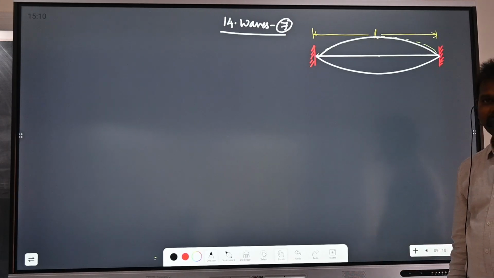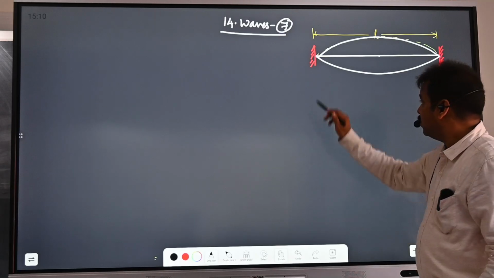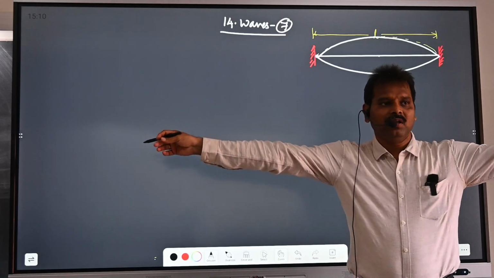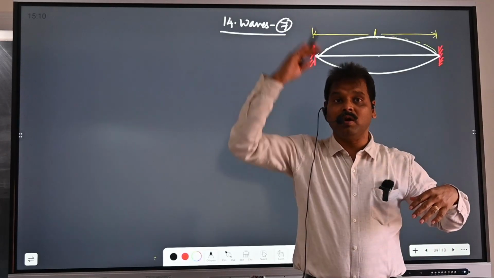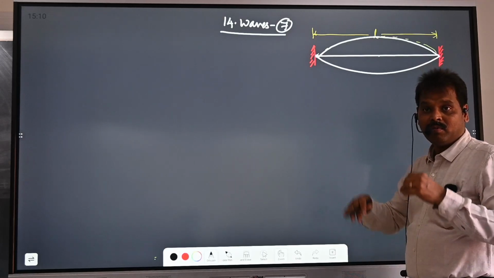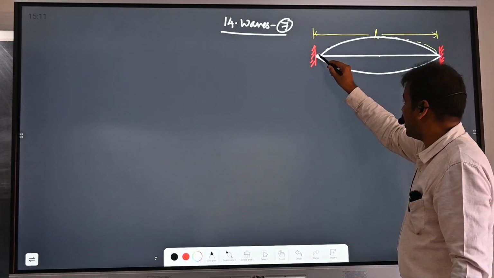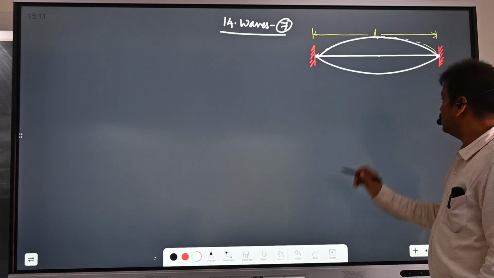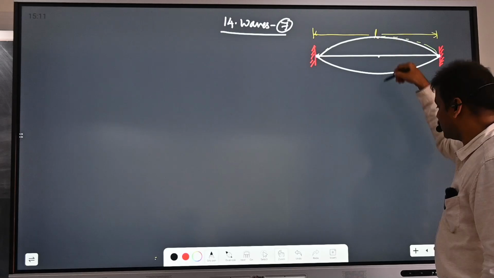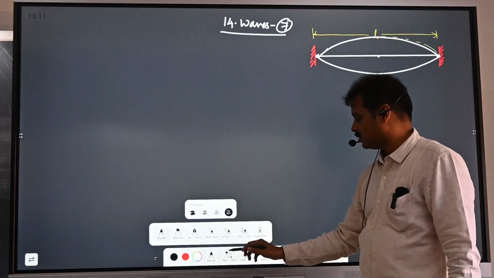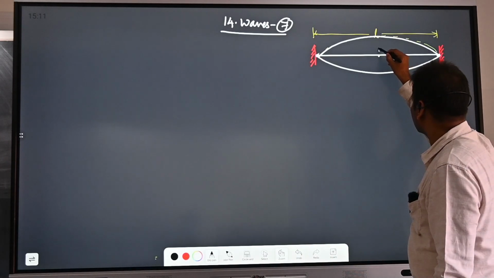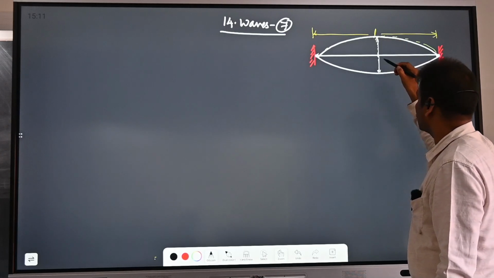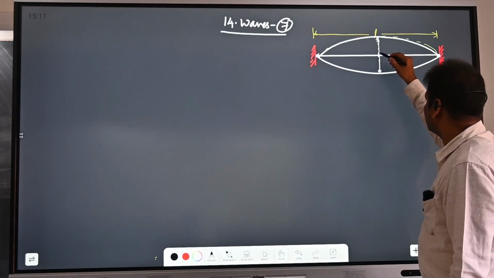Is it understood? And if you observe this clearly, students, whether this portion of the string vibrates or not, no, because it is fixed. The string is fixed between the two ends. Only the middle portion will vibrate. So this is not vibrating. This point is also not vibrating. But this point goes up and comes down, correct? Can I say this is amplitude?